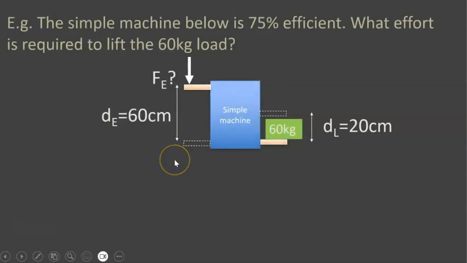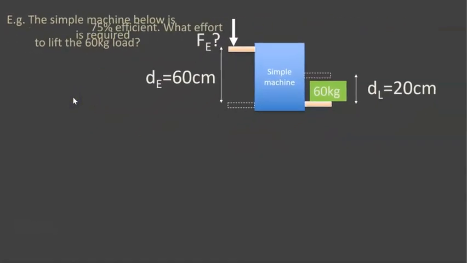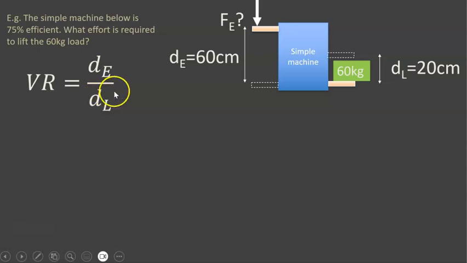Here's another example. The simple machine below is 75% efficient. What effort is required to lift this 60 kilogram load? So 60 centimeters down, only lifting it up 20 centimeters. We have a larger than 1 mechanical advantage, so going over a greater distance to lift a smaller distance. So we're expecting this to be much smaller. The velocity ratio is the distance moved by the effort over the distance moved by the load. So 60 over 20 is going to be 3.